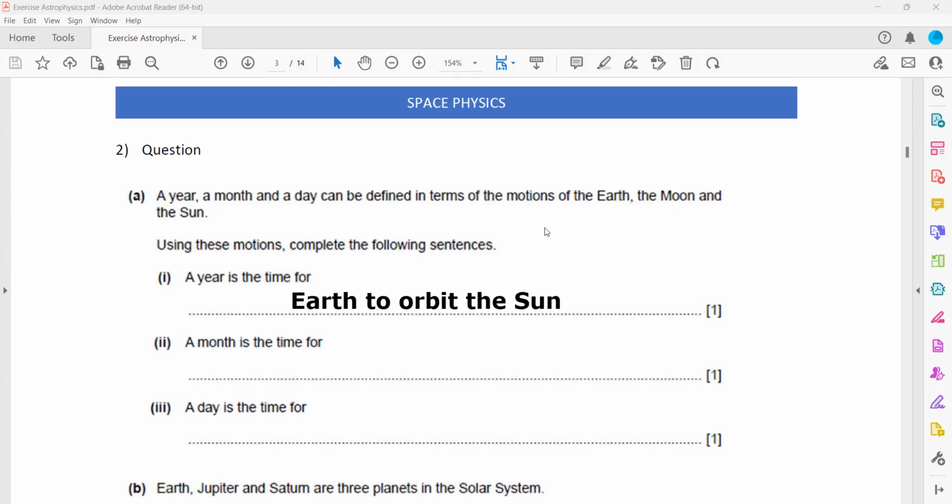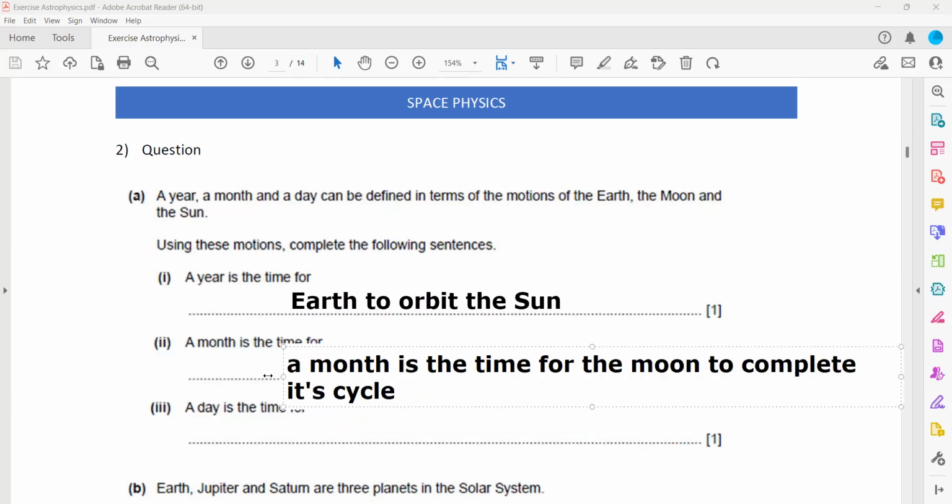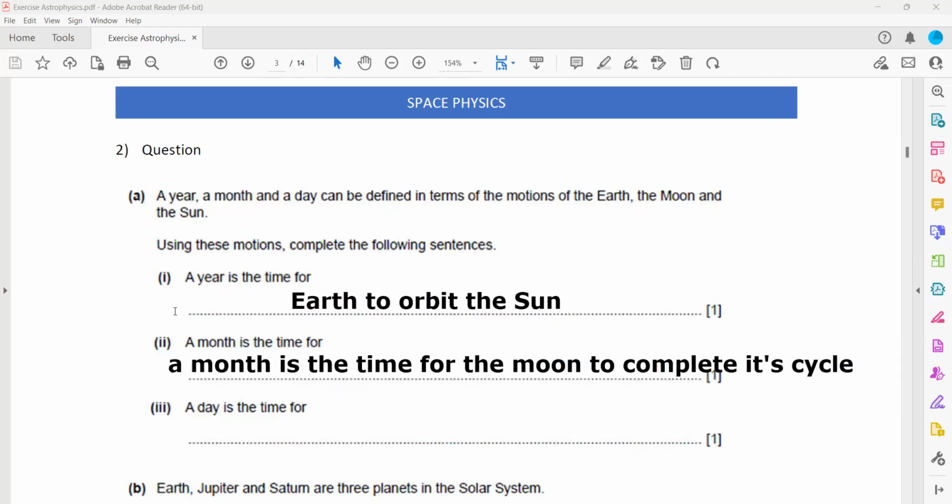What is a month? How do we define a month? A month is the time for the moon to complete its cycle. That's good. Which is about 28 days for a lunar month. 28 days is for one cycle, and it ends at about 29, then the next month starts, so we'll say 29 or 30.